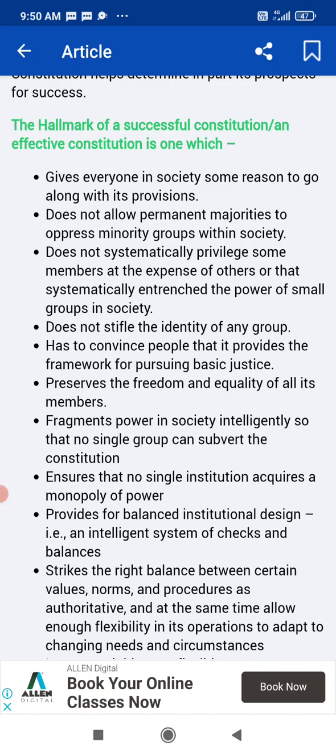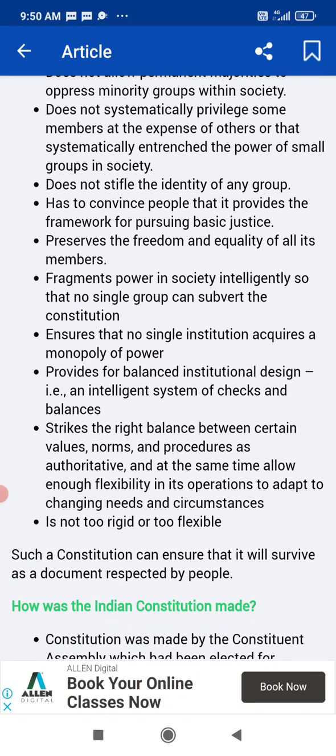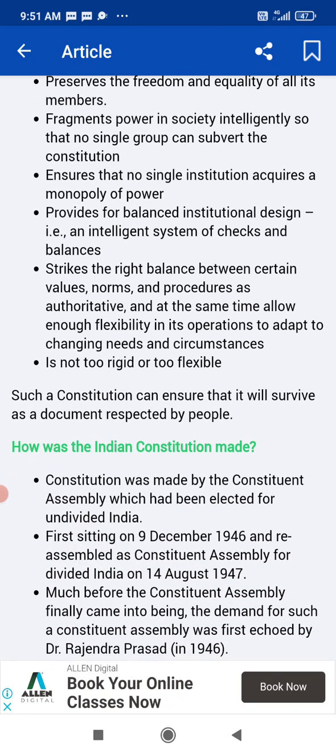It ensures that no single institution acquires a monopoly of power, provides for balanced institutional design, that is, an intelligent system of checks and balances, and strikes the right balance between certain values, norms, and procedures as authoritative, and at the same time allows enough flexibility in its operation to adapt to changing needs and circumstances. It is not too rigid or too flexible. Such a constitution can ensure that it will survive as a document respected by people.